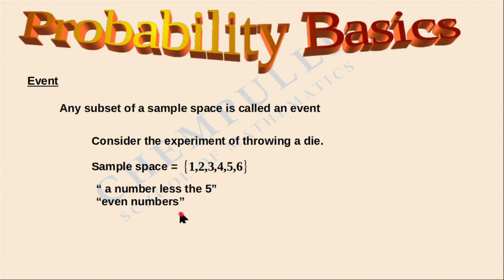Okay. Then the next one, odd numbers. Odd numbers is another event. Which elements can we take here? 1, 3 and 5. The next one, 1. There is only one number, that is 1. The next one, the prime numbers. That means we can take the numbers 2, 3 and 5. Okay, these are some examples of an event.